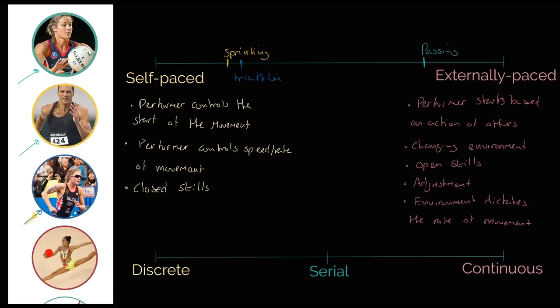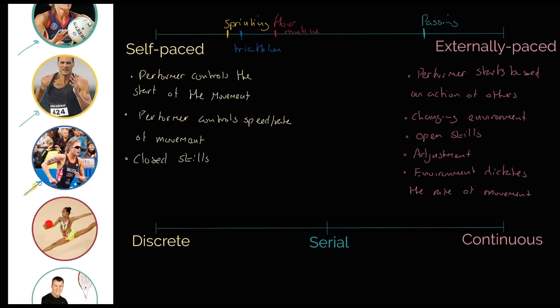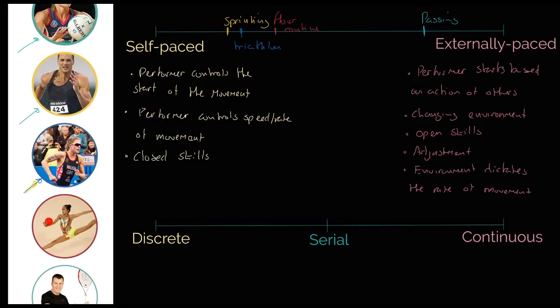Again, this is self-paced. Let's put floor routine in here. I'm not meaning to go particularly nearer the middle here, but floor routine in here. I could have put it further to the left. Floor routine. And then we've got our tennis example. It depends what we're doing with tennis. But with tennis, again, we're going to put it here towards externally paced. The vast majority of the shots in tennis are paced by the placement of the ball by the opponent and the position of the opponent. So therefore, tennis externally paced. The exception, of course, we could put something like the serve down here.